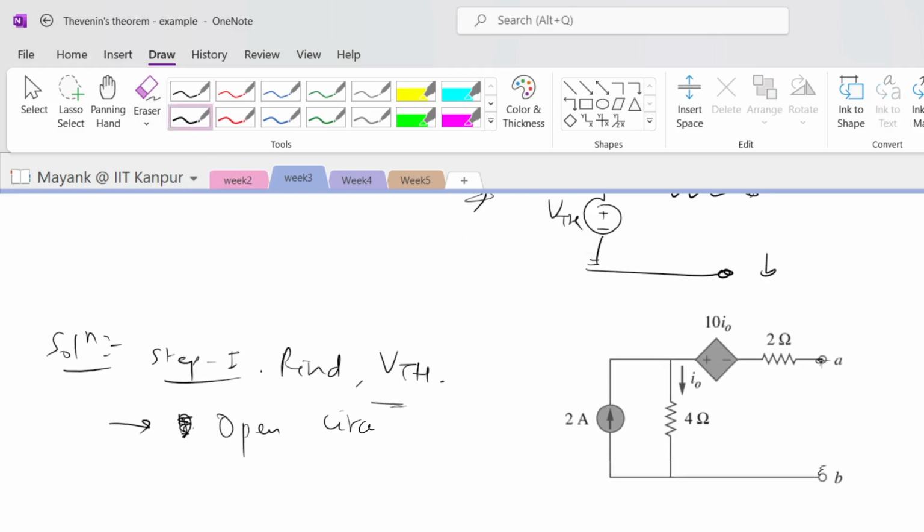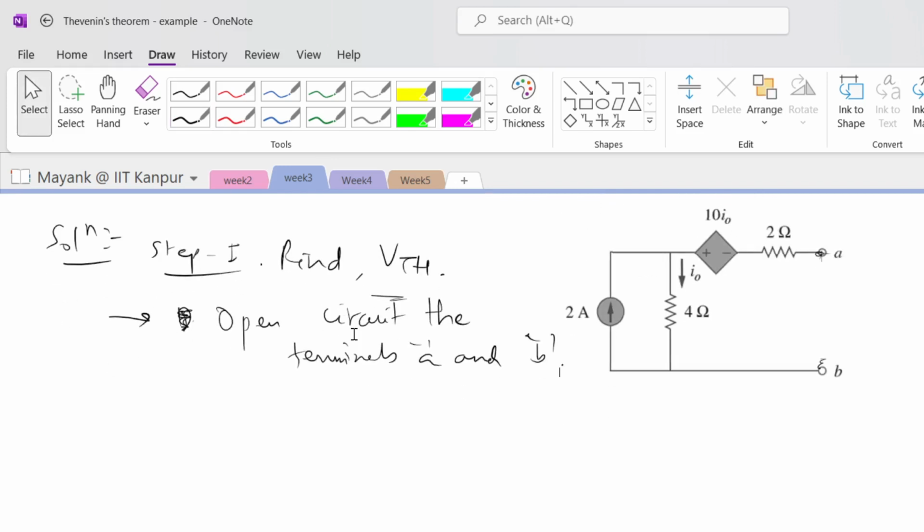Open circuit the terminals A and B. Now what do you need to do? Now you have to find out the open circuit voltage here, which is the voltage across A and B, voltage VAB, that you have to find out. So what will be that voltage?